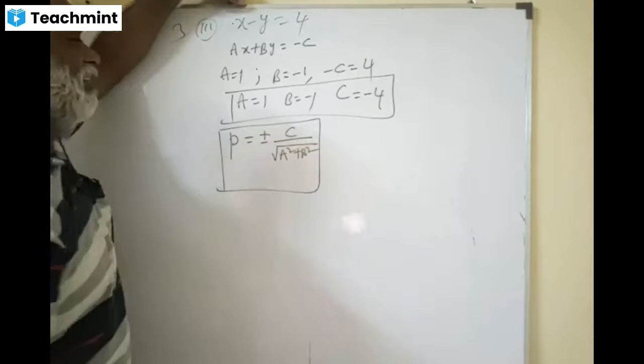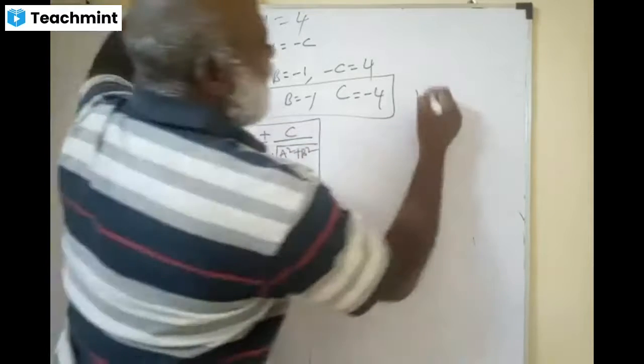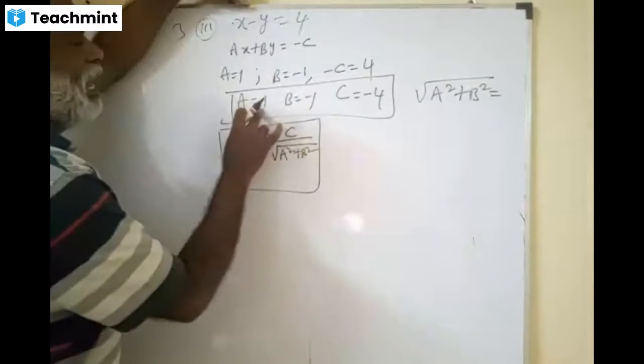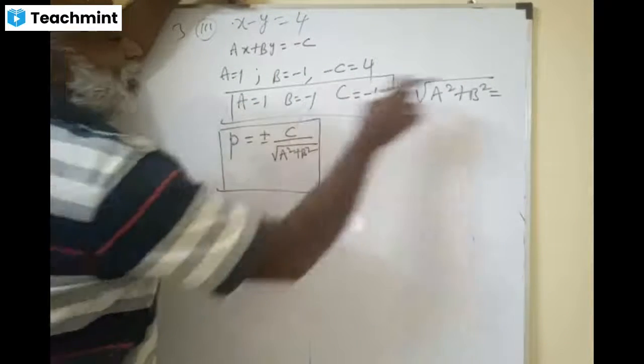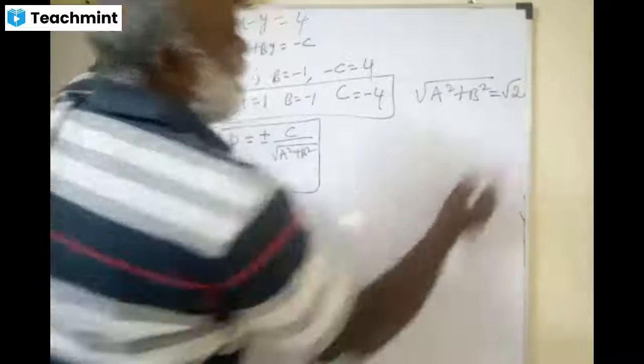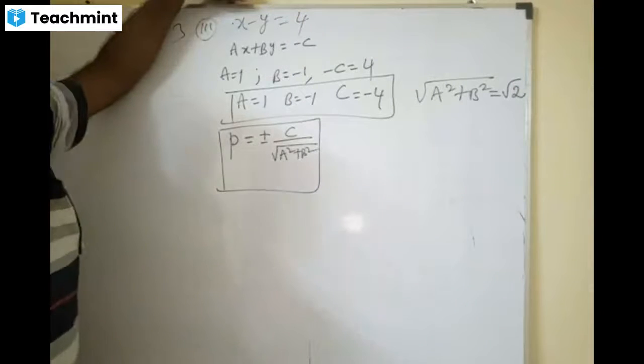What is root of A square plus B square, ma? Can you please tell me? A is 1 and B is -1. 1 square is 1 and minus 1 square is also 1. So it's root 2. Do you agree, ma? Yes, sir.